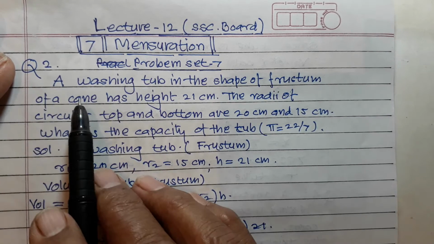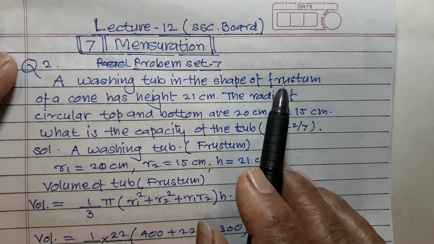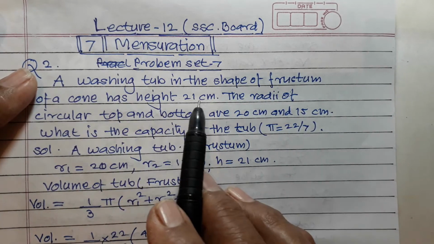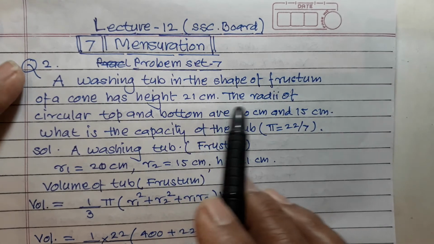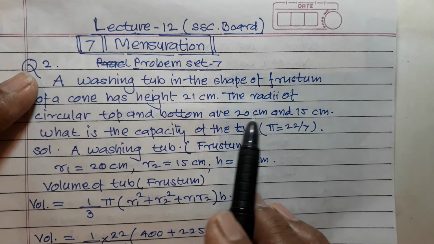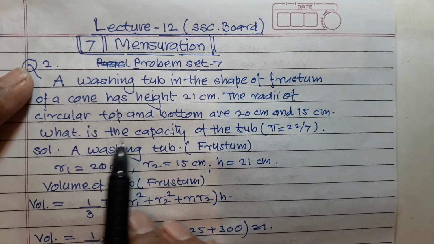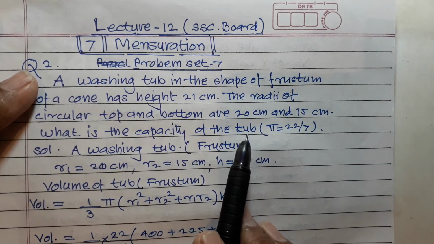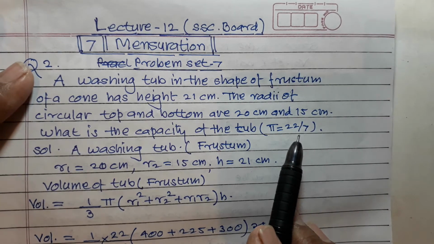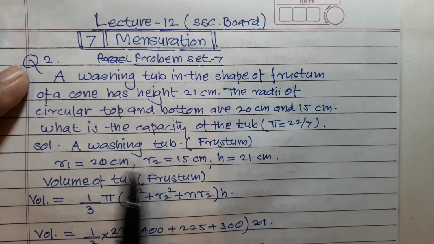Question number 2. A washing tub in the shape of a frustum of a cone has height 21 centimeter. The radii of circular top and bottom are 20 centimeter and 15 centimeter respectively. What is the capacity of the tub? Pi is equal to 22 upon 7. Now, capacity is equal to volume.